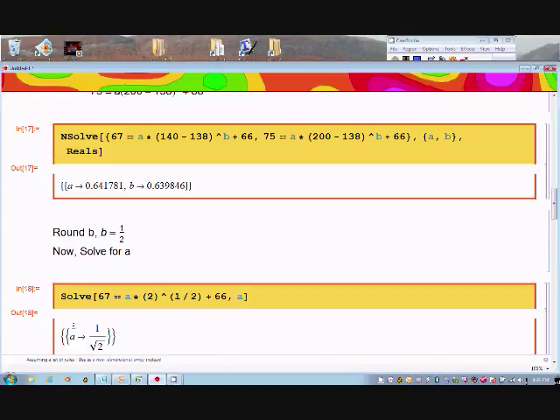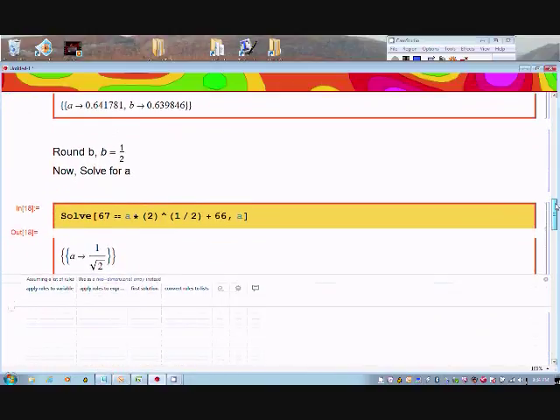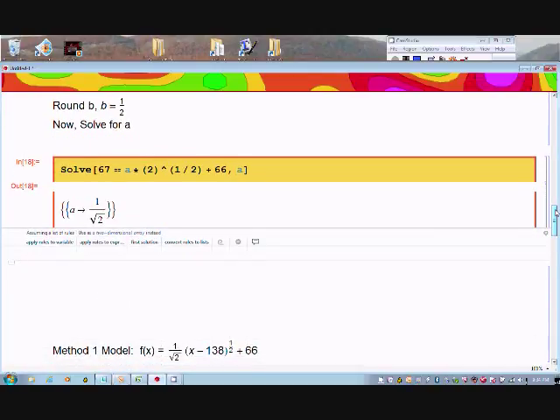So now we have our A equal 1 over the square root of 2, our B equals 1/2, and then we estimated our C and D parameters. So using method 1, we can get a model of f of x equals 1 over the square root of 2 times x minus 138 to the 1/2 power plus 66. So now if we want to check this model against the actual data points, we can look in Excel. That's the easiest way to do it.